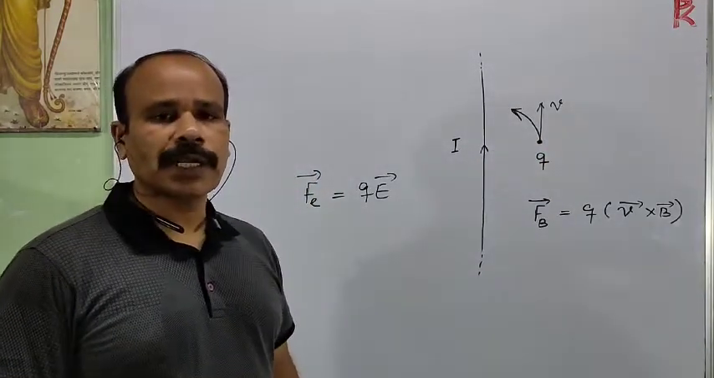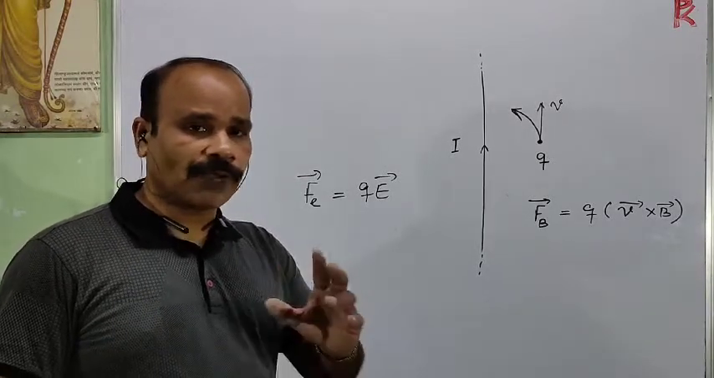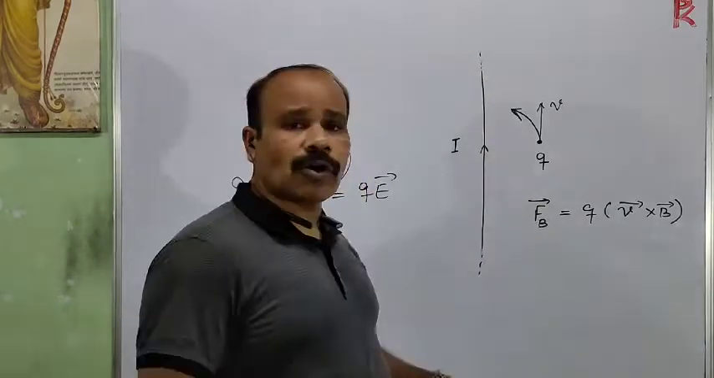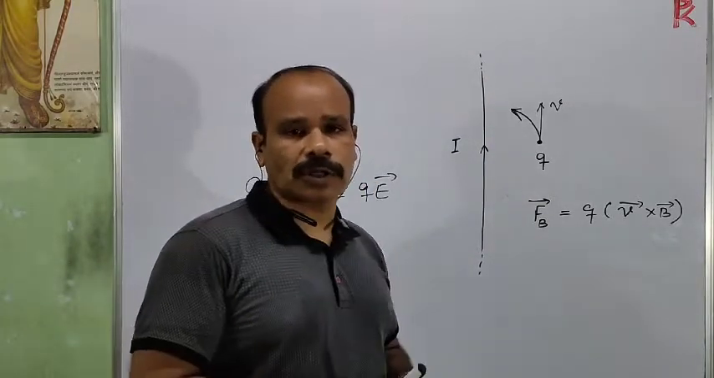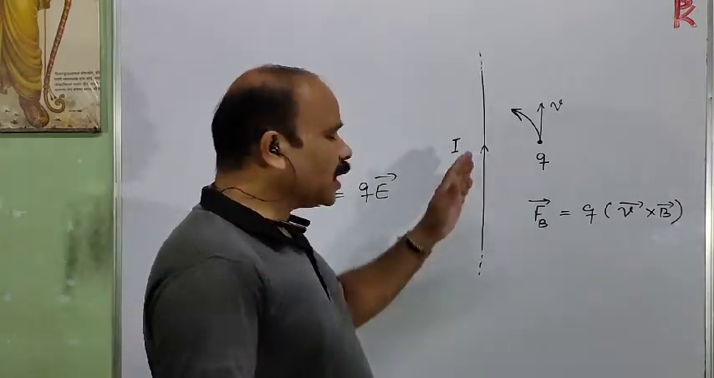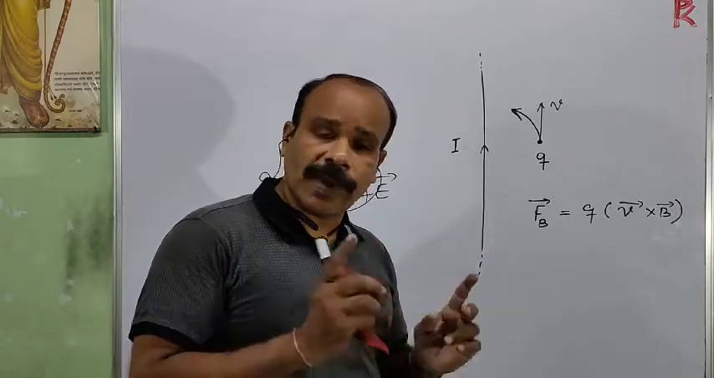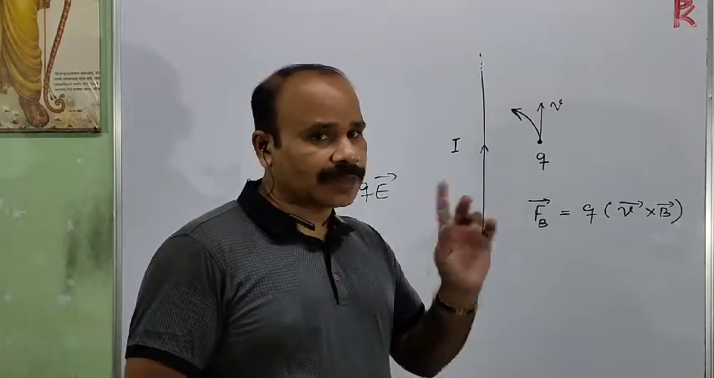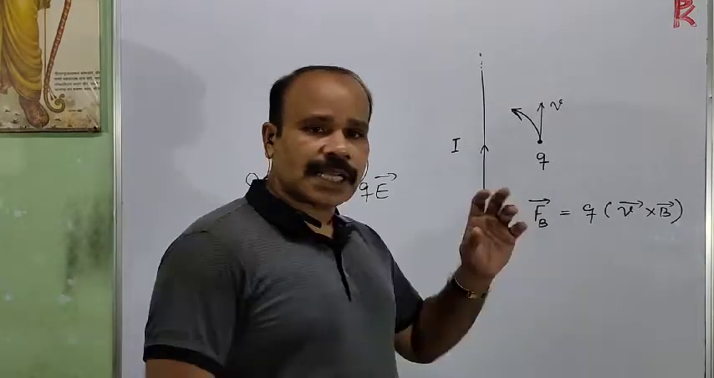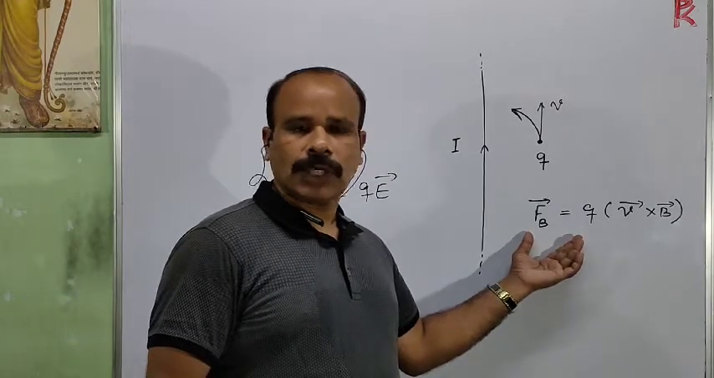And that force is not due to the electric field, because there is no electric field all around it, because a current carrying conductor is a neutral conductor, so it cannot produce an electric field. So a current carrying conductor definitely produces a magnetic field all around it, and that magnetic field is responsible for this magnetic force. Clear to all of you?